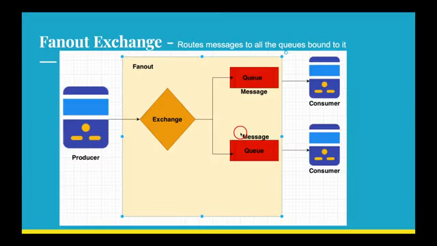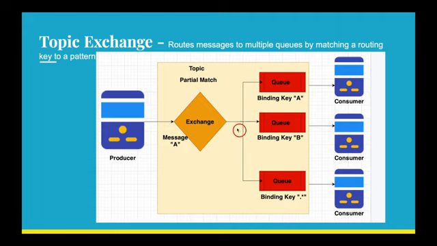Okay, this is fan out exchange. The next one is topic exchange. The topic exchange routes the message to multiple queues by matching a routing key. If you see here, we are sending message A to the exchange. What this exchange does is route the message to the multiple queues by matching the routing key. It sends the messages using a partial match.